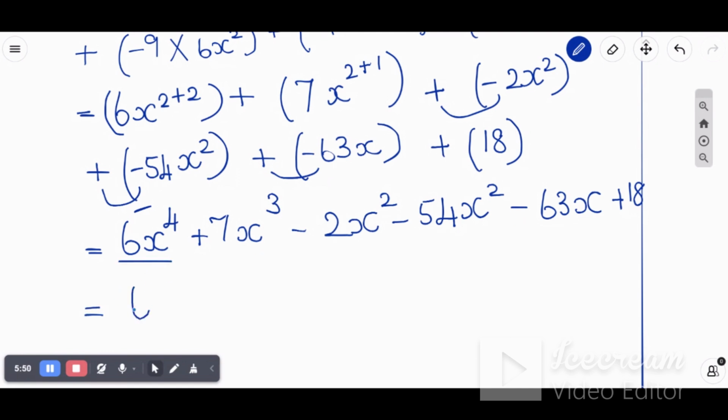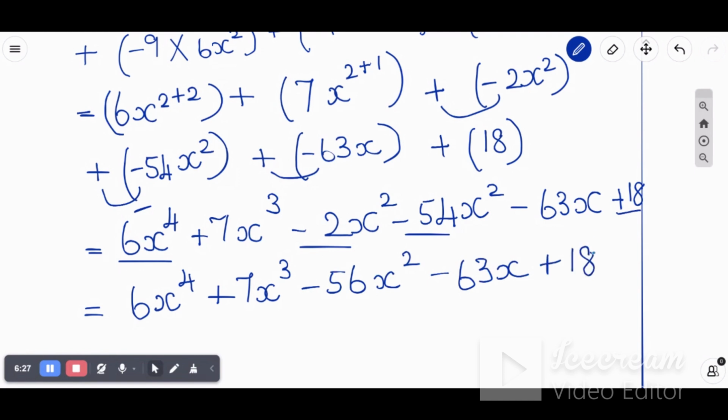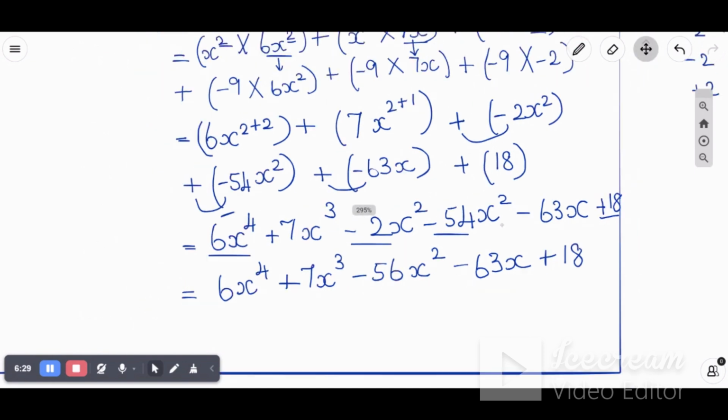Let's take all the terms. 6x power 4 plus what you have got here is 7x cube. And for x square you have got two terms, minus 2 and minus 54. Both are minus, so that will be minus 56. So let's write that: equal to minus 56 x square, and then minus 63x, and then your constant term which is plus 18. Do be careful with your positive signs, negative signs and your multiplication.